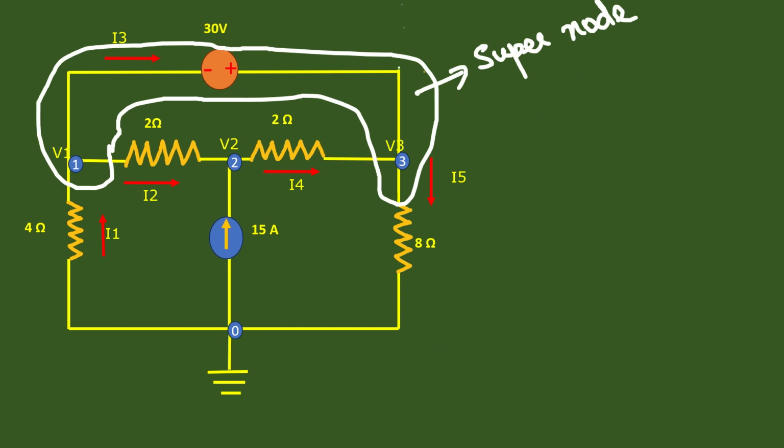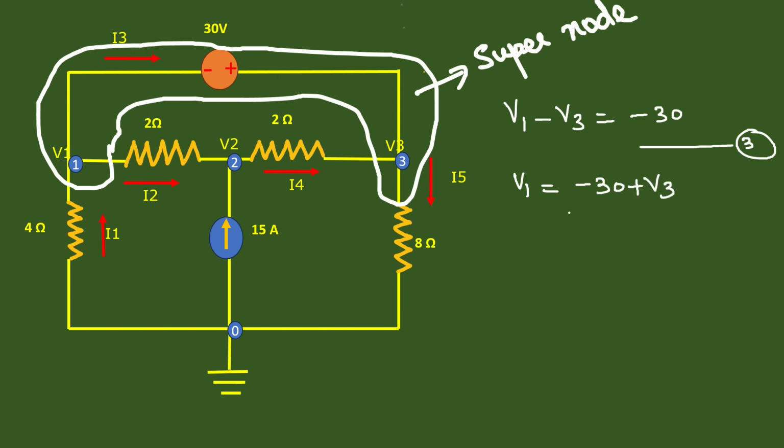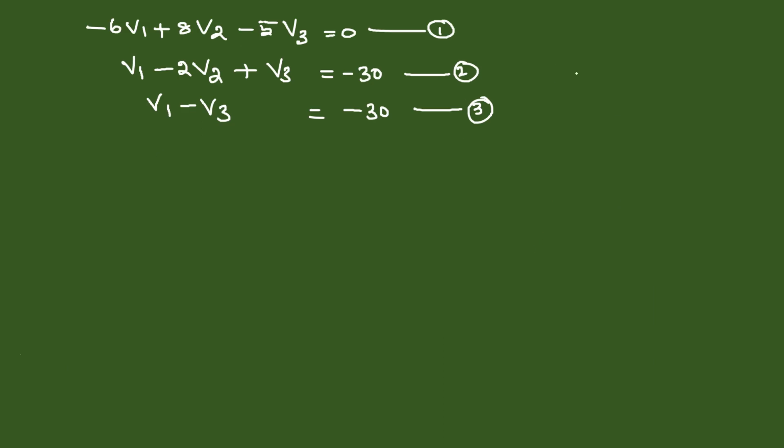Again here, this is a super node. Already I have told you the first node and the third node form a super node, isn't it? That means here we can apply V1 minus V3 equal to minus 30 volts. So this can be taken as the third equation. I can rewrite this as V1 is equal to V3 minus 30. So we have all the three equations here, and this third equation can be substituted in the first and second equations.